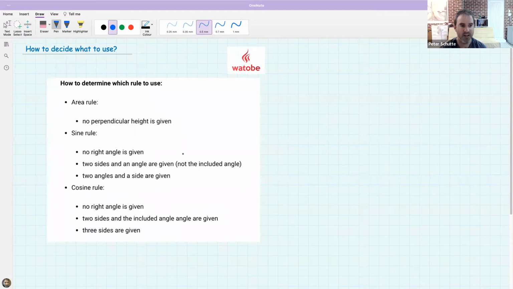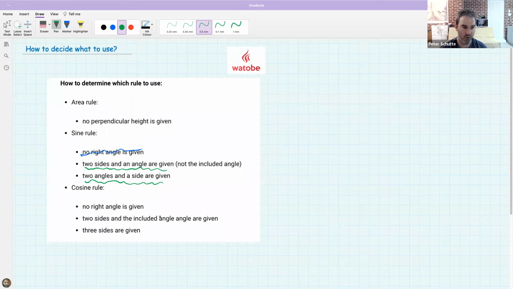could be helpful. So, for example, you generally use the sine rule when there's no right angle involved, although it does work for when the right angle is involved. And then we look for either 2 sides and an angle. So if you've got 2 sides and an angle, but not the included angle, we use the sine rule. Or if we've got 2 angles and a side, then we can often use the sine rule.